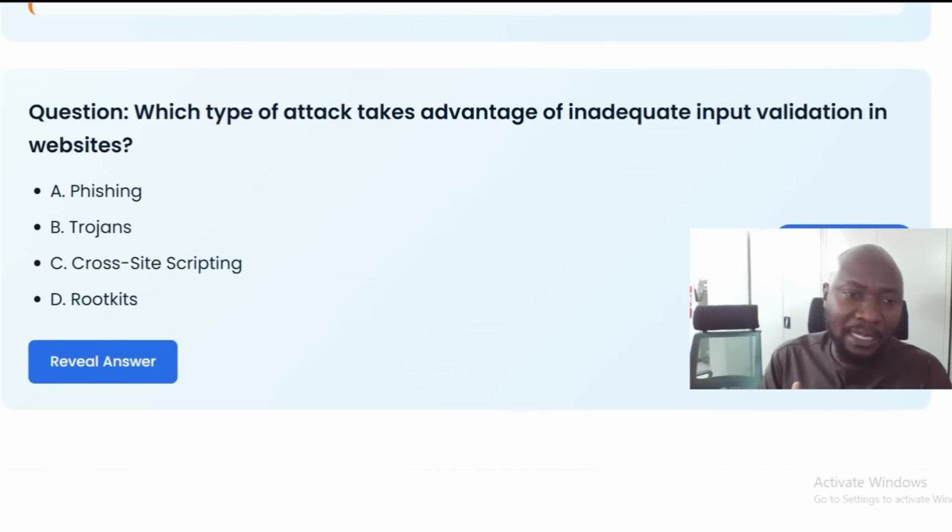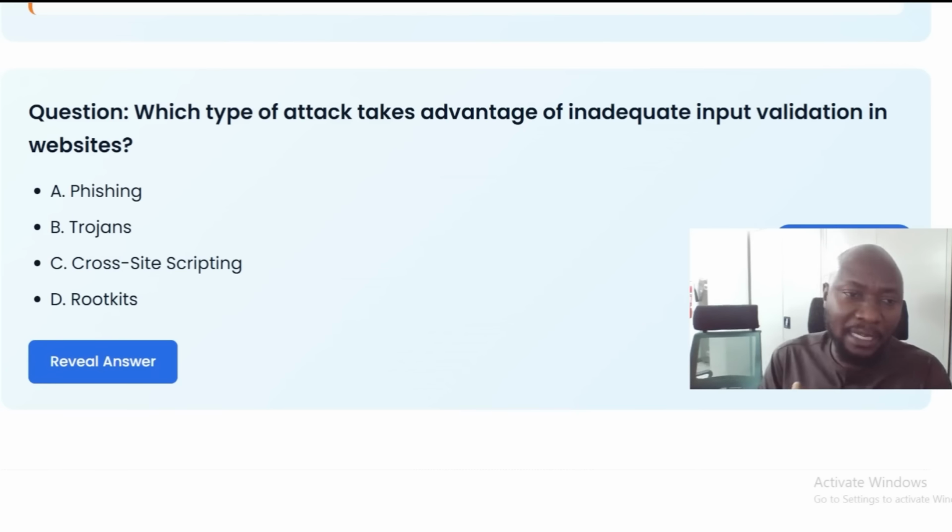A, phishing. We all know what phishing means: setting up a fake web page or fake place, tricking people into clicking links and visiting a different site. That's what phishing is all about. Trojans are malware, an application that pretends to be doing something else. Meanwhile, there is code hidden inside, so when you click on it, it launches a different attack.